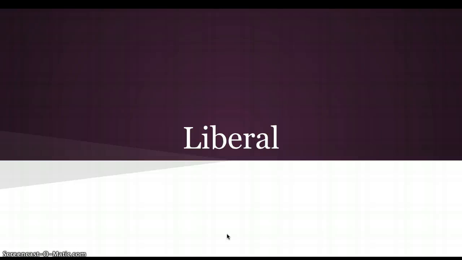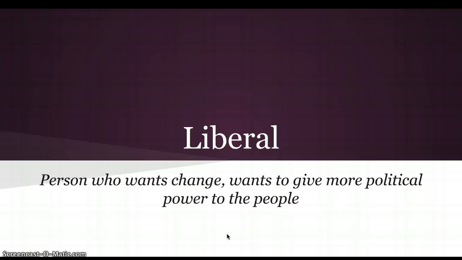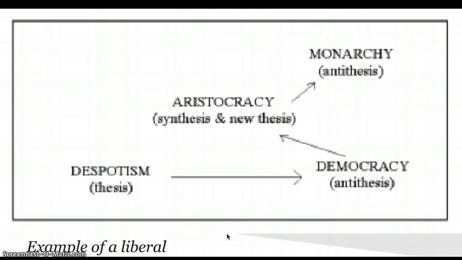Two ideas that we have today, liberal and conservative, a little bit different from how we view them today. A 19th century liberal is a person who wanted change, who supports the idea of the Enlightenment, wants freedom of press, freedom of speech, supports limited government. This is an example of democracy in the 19th century where it's the liberal.